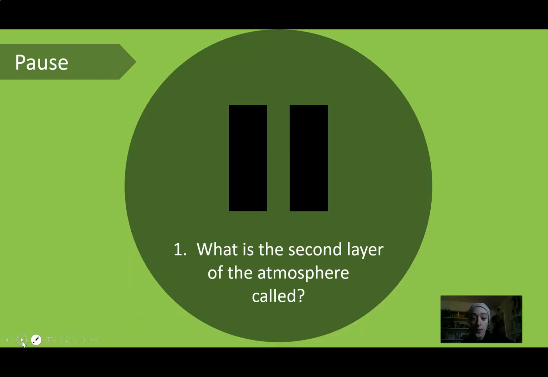Okay, so go ahead and pause your video. Let's go answer the first question on our Google form, which is, what is the second layer of the atmosphere called? The second layer. So I'm counting from the surface of the Earth towards outer space. So the lowest altitude to the highest altitude. So tell me, what is the layer above the troposphere?